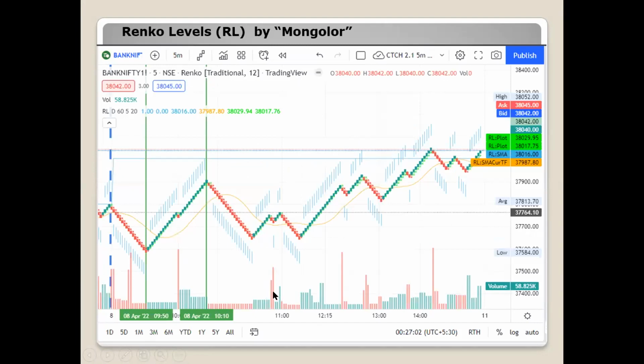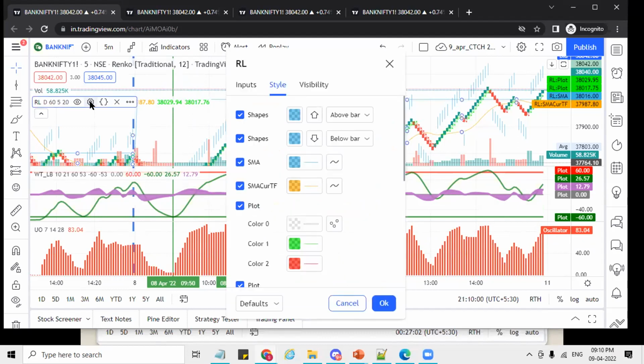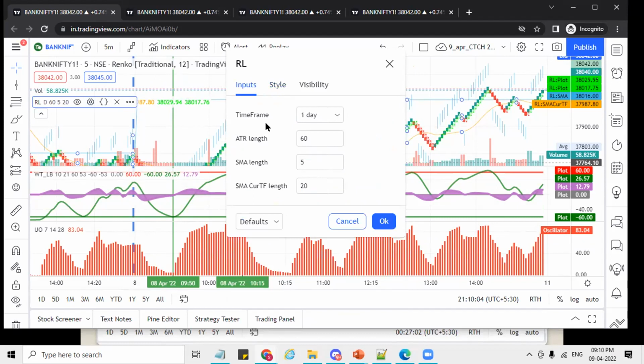So let's see it directly on TradingView. Here we have the settings for the Renko. Basically, these are the inputs which are required for the Renko levels. We have a time frame which is set by Jagan sir, so we are not supposed to change any of the values associated with these parameters.